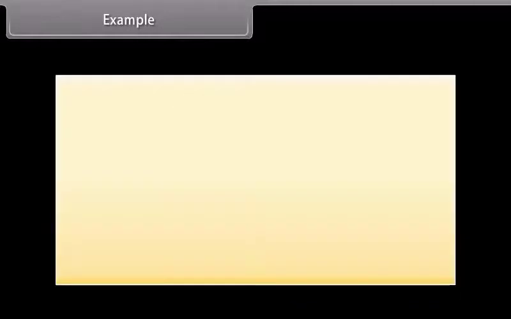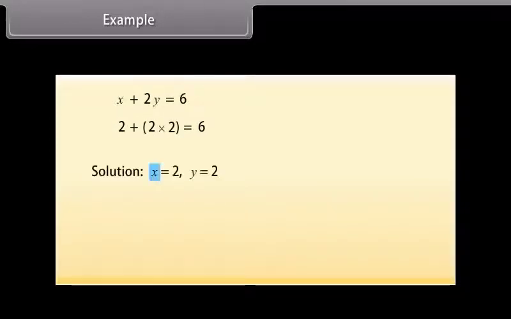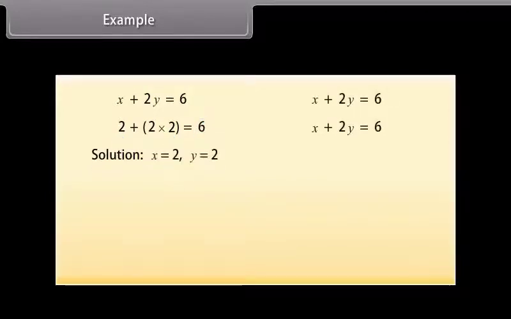Example. Let's now find four different solutions for this equation. By looking at the equation, we can say that x is equal to 2, y is equal to 2 is a solution, because on substituting x as 2 and y as 2, we get the answer 6. Now let us choose x as 0. With this value of x, the given equation reduces to 2y is equal to 6. And substituting y as 3, we get the answer 6. So, x is 0, y is 3 is also a solution for x plus 2y is equal to 6.